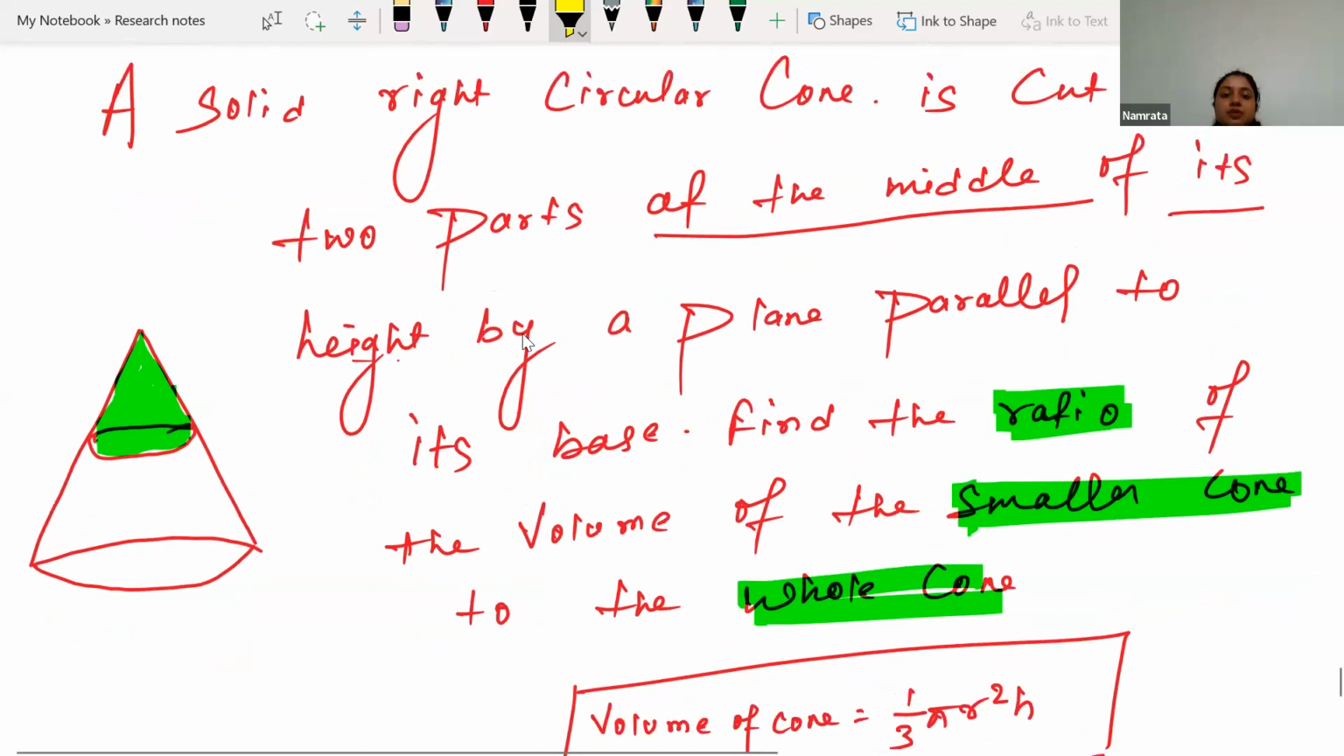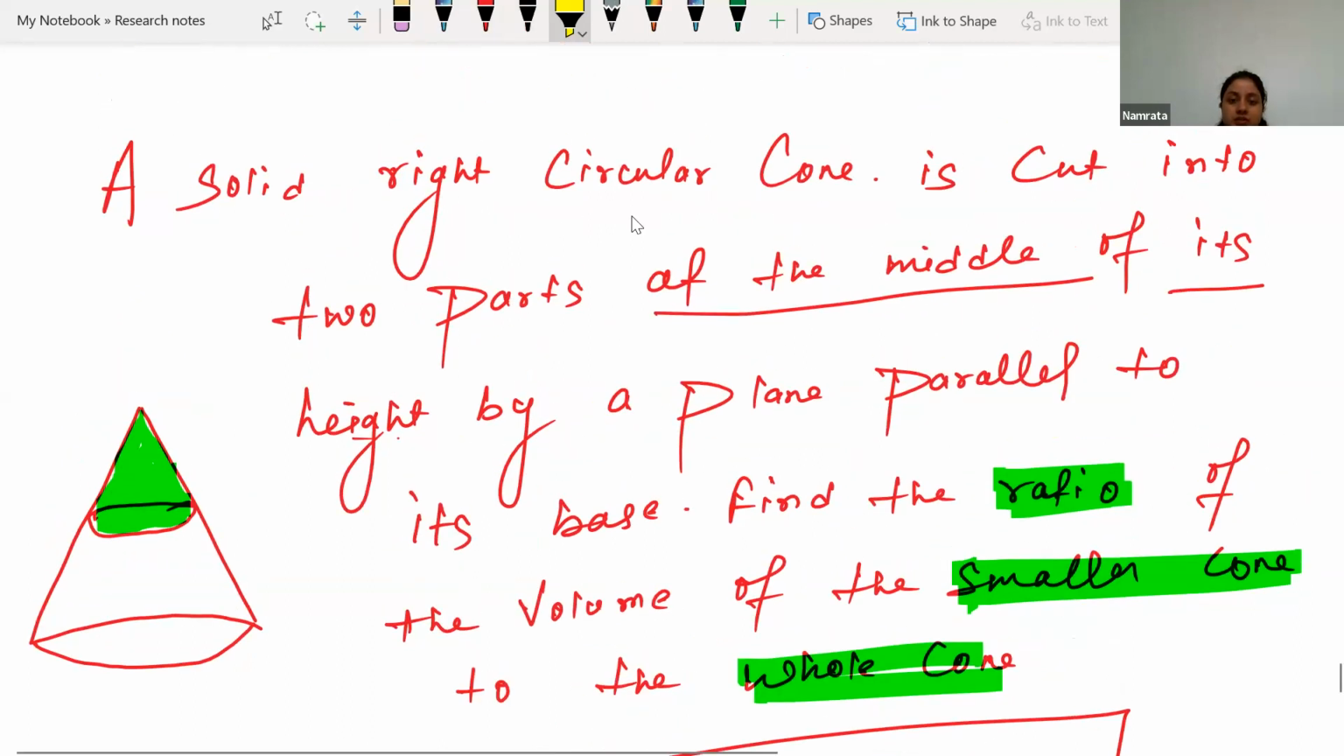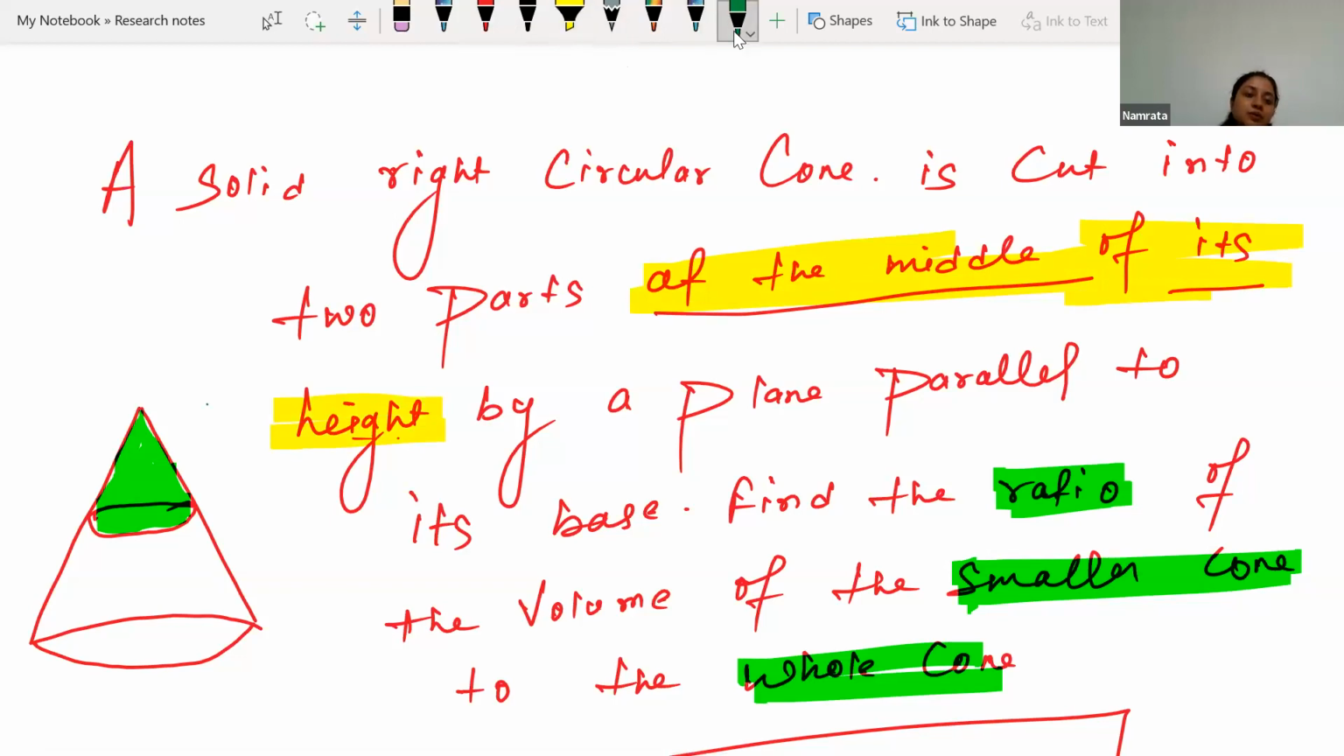Here, first just see the question. A solid right circular cone is cut into two parts at the middle of its height. Can you see it? If the total height was h, then we are cutting it from the middle of the height. If the total height of this cone is h, then this much, the green one, will be h by 2. Yes or no? Yes, ma'am.